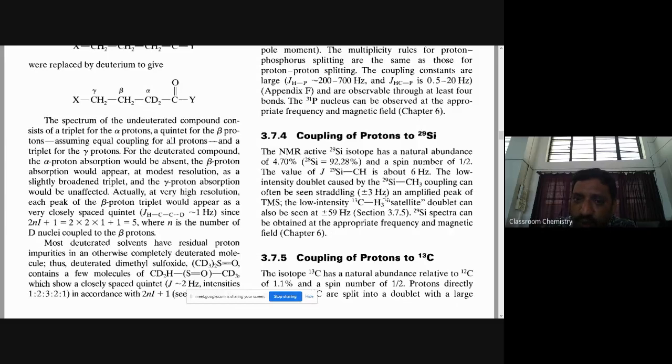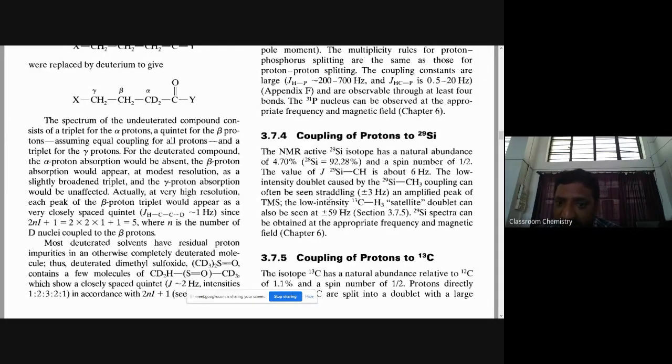Okay, so when your intensity of doublet, it is due to why? Because of the interaction between silicon 29 nucleus with proton which having CH3. So here CH, it is about 6 hertz, but here CH3, and that coupling is often straddling. The value of this is plus minus 3 hertz, an amplified peak of TMS.